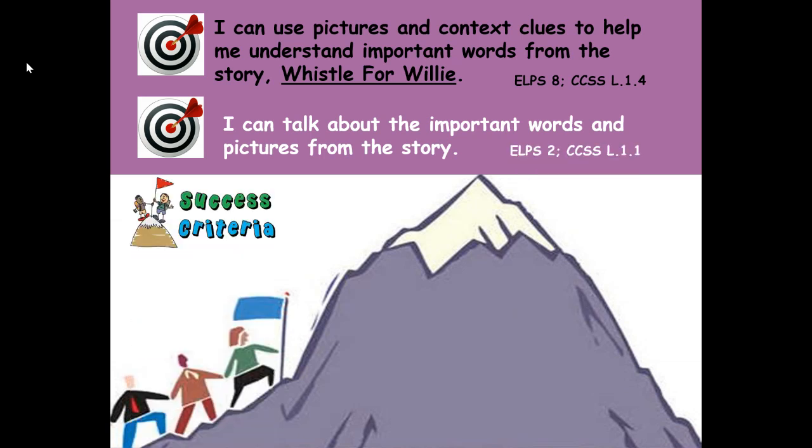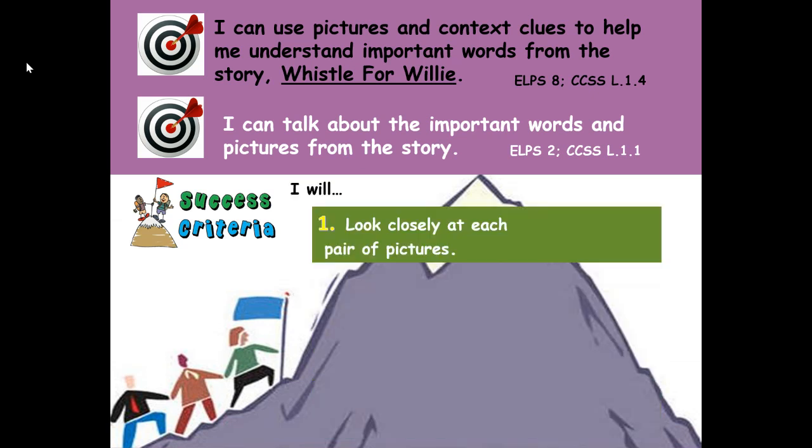Success criteria. That means how will you know you're successful at using pictures and context clues to help you understand the important words from the story Whistle for Willie? And how will you know you're successful at talking about those important words from the story?